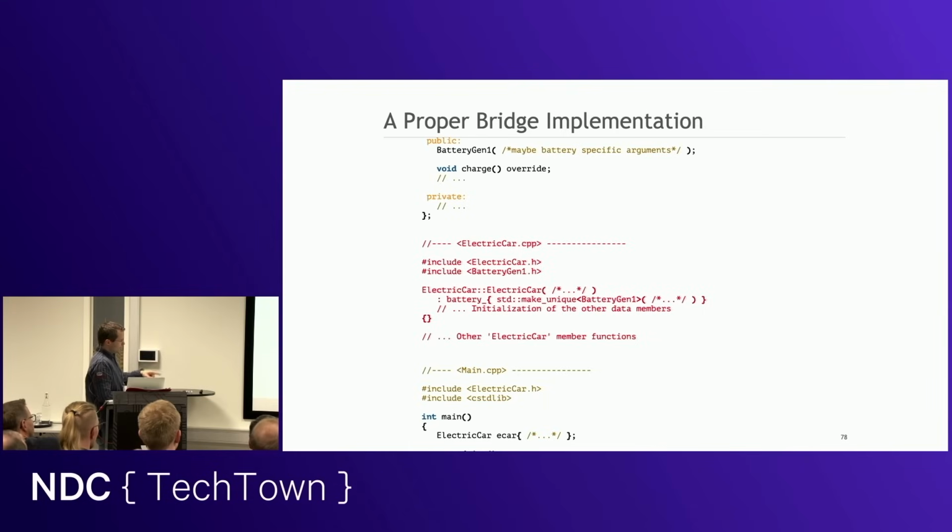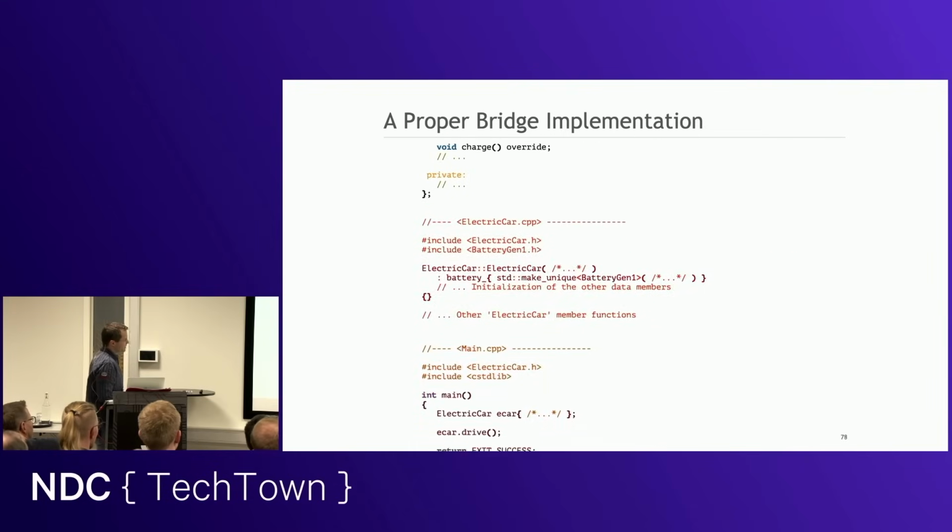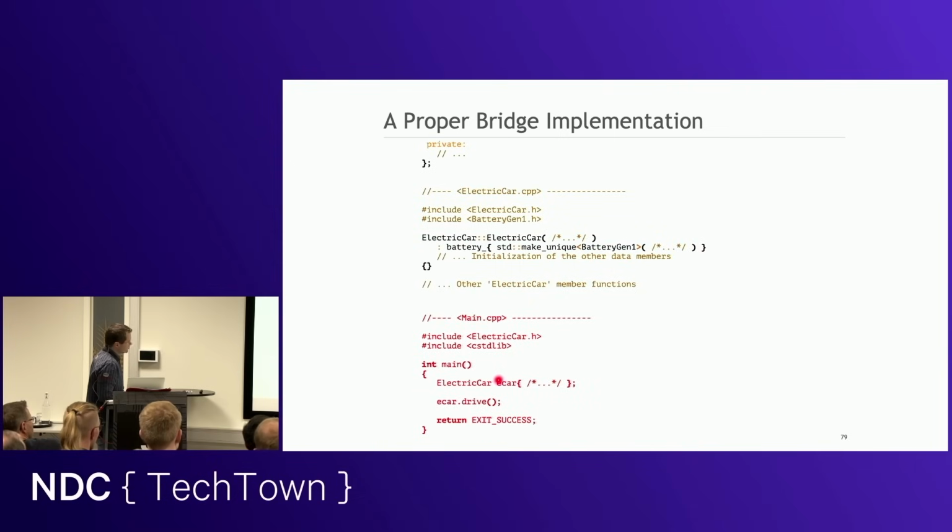And so if you create an electric car somewhere in the main function, for instance, you just, well, give it a name. Perhaps you give it some other things that are a little more superficial, but you do not care about batteries. That's entirely a problem of the electric car itself. So that's a bridge.